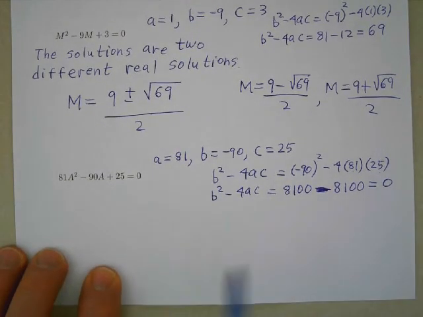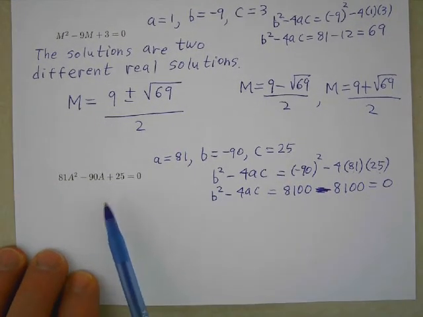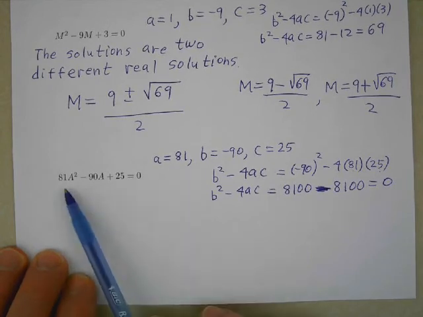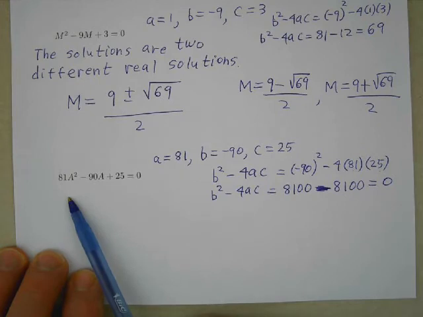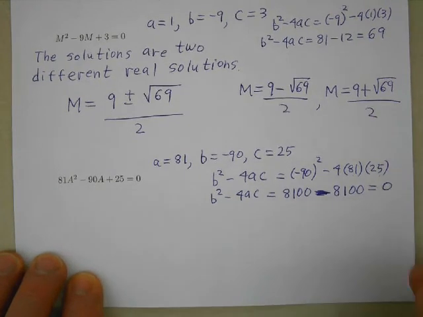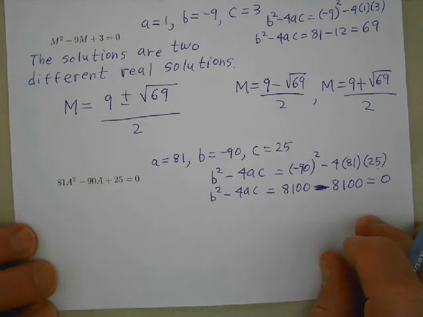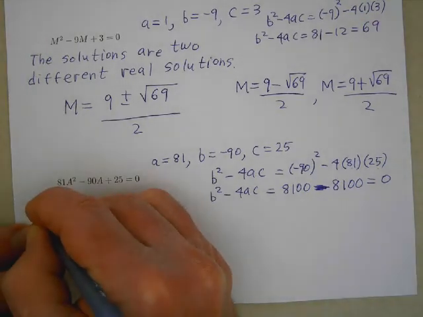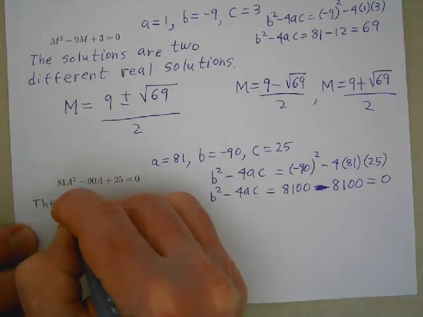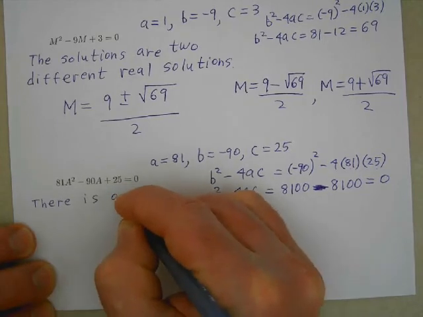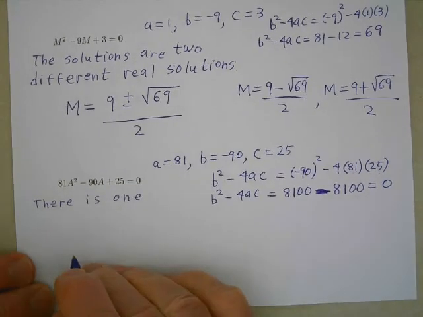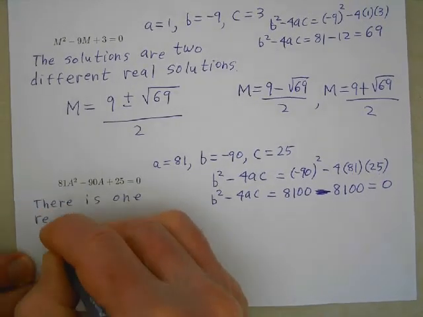So remember what that means. If the discriminant is 0, then there is just one solution, but we say that it's repeated. Okay, so there is one repeated real solution to this equation.